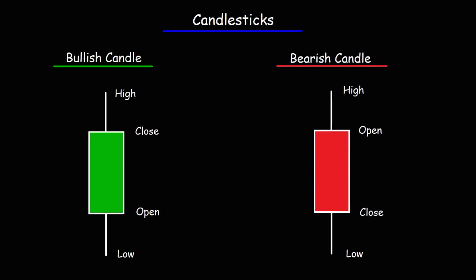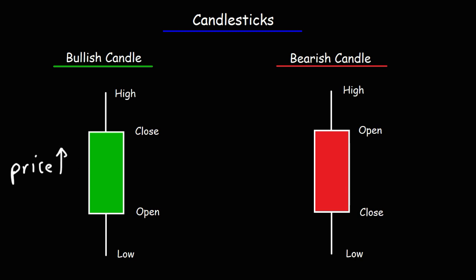In this video, we're going to talk about candlesticks and a few related patterns. On the left, we have a bullish candle represented by a green color, and on the right, a bearish candle represented by a red color. When you see a bullish candle, it tells you that the price of the stock went up.